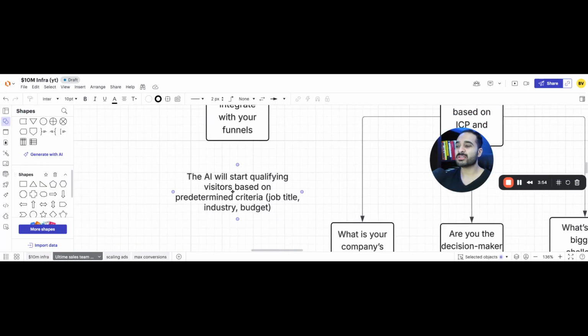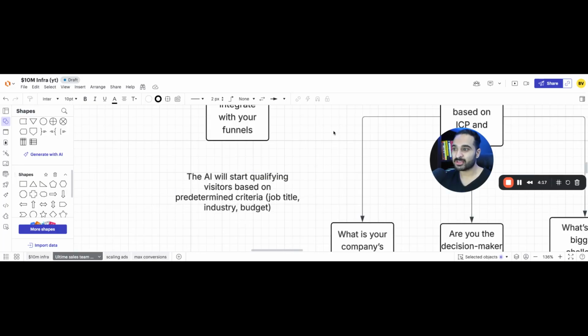So, what the AI does, at least for us and for the clients we integrate this into, the AI will start qualifying visitors based on predetermined criteria, whether it's their job title, their industry, their budget, or their urgency when they're looking to do something. Our AI will book, not book, disqualify, or downsell someone based on the responses the AI gets from the prospect, right?